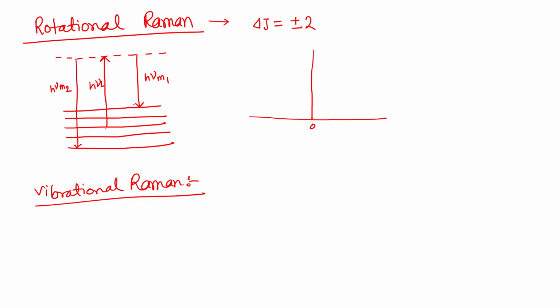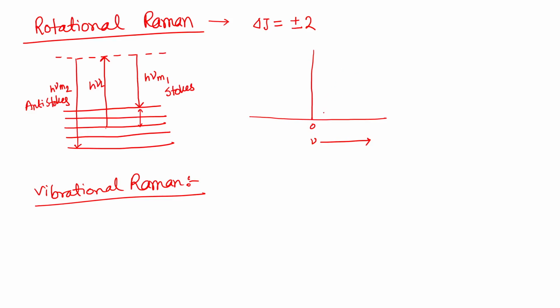For M1, the light has given energy to the molecule, so the frequency of the scattered light is less. This is the Stokes Raman line, the Stokes shifted line. And here, the frequency of the light has increased, so this side is anti-Stokes. Are you following? Yes, sir.